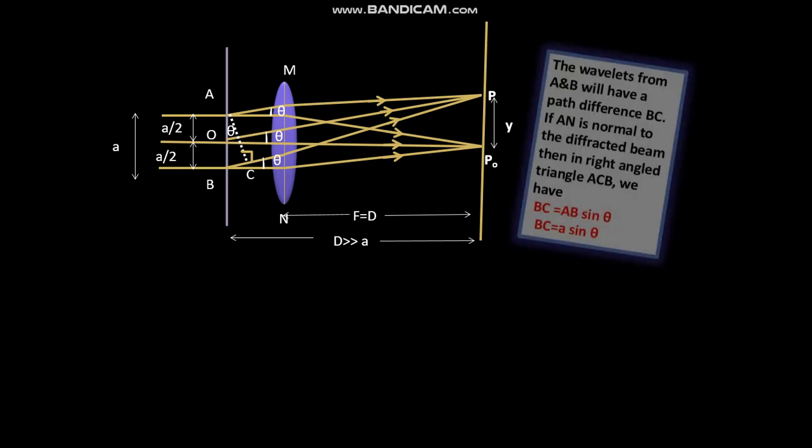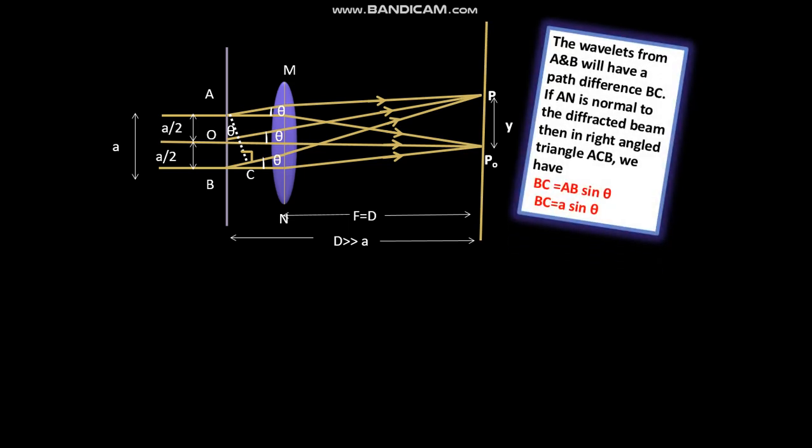Let us draw a perpendicular AC. Now this BC will be the path length. This angle is theta, here theta. All these angles are theta. The wavelets from A and B will have a path difference of BC. If AC is normal to the diffracted beam, then in right angle triangle ACB, we have BC equal to AB sine theta. So BC is A sine theta.